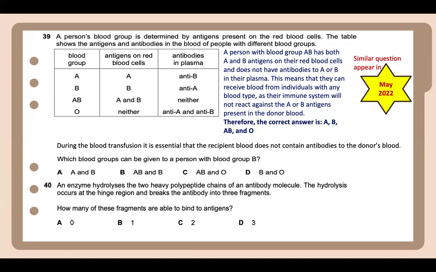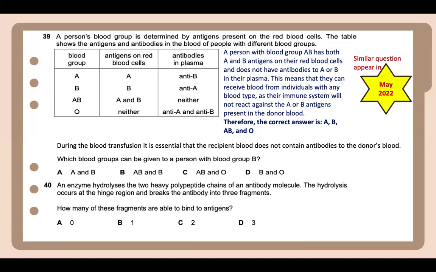A person with blood group AB has both A and B antigens on their red blood cells and does not have antibodies to A or B in their plasma. This means that they can receive blood from individuals with any blood type, as their immune system will not react against the A or B antigens present in the donor blood.